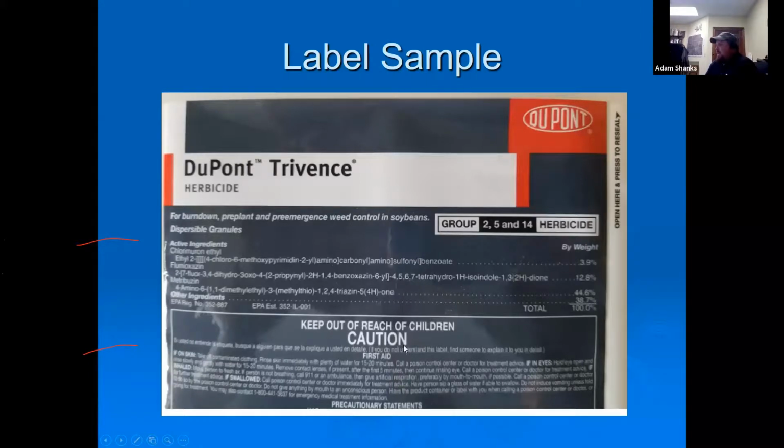And it's got its first aid treatment right here on the front. So it just gives you a good idea of the basics; this is all right on the front of the container. Quick and easy to get the information. Here's your EPA registration number and establishment number. So boom, you take a picture of this and you're ready to go if there's a problem.